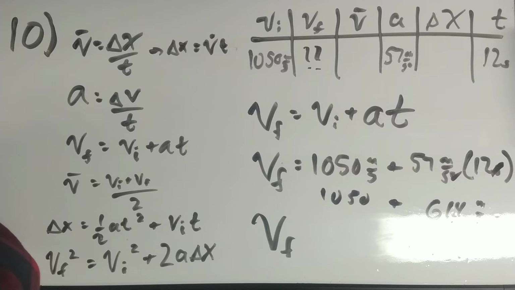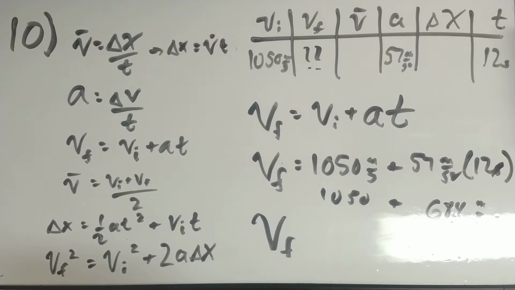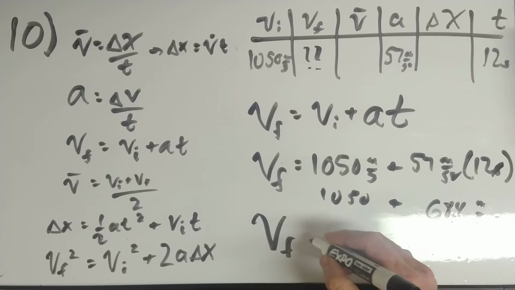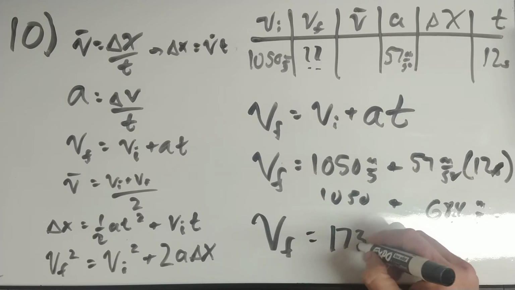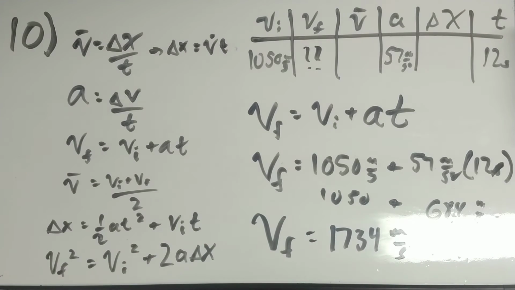You got a calculator on the computer. Very good. All right, 684. 684, you fool, Harmon. 684 is 57 times 12. My bad. Add them together, you get a final velocity of 1734 meters per second. That's kind of a warm-up. That's a pretty easy question.